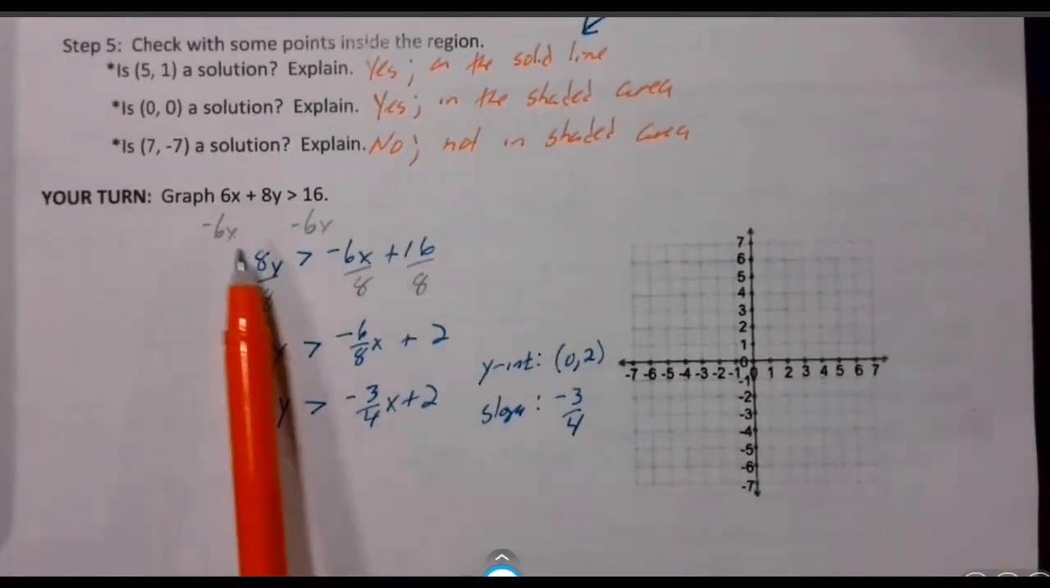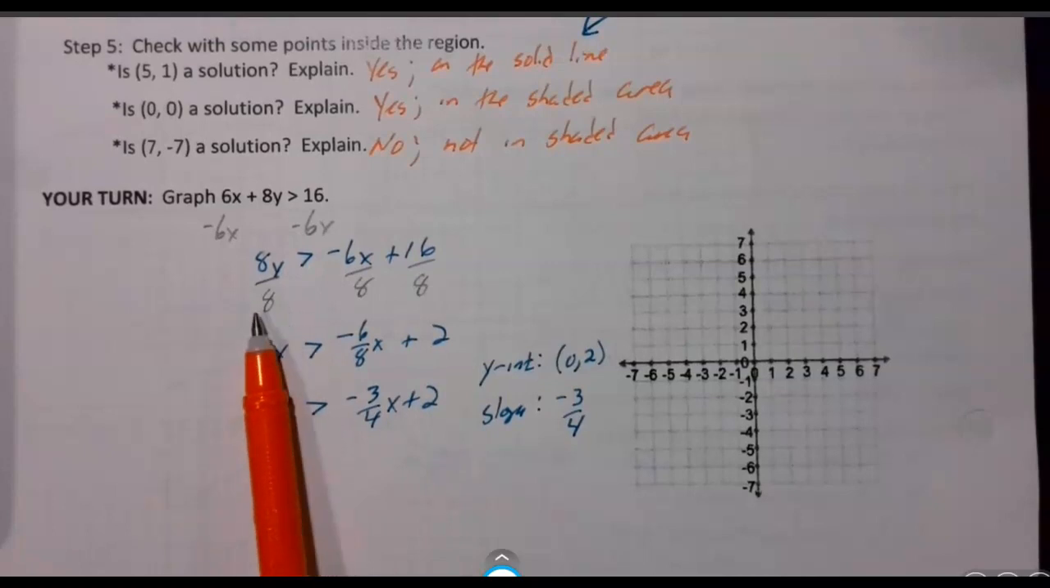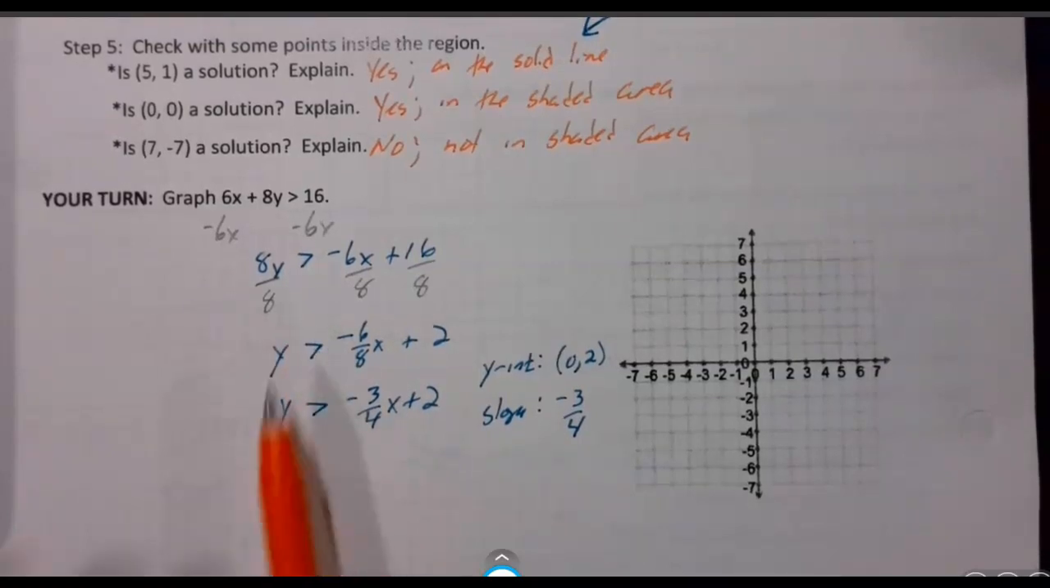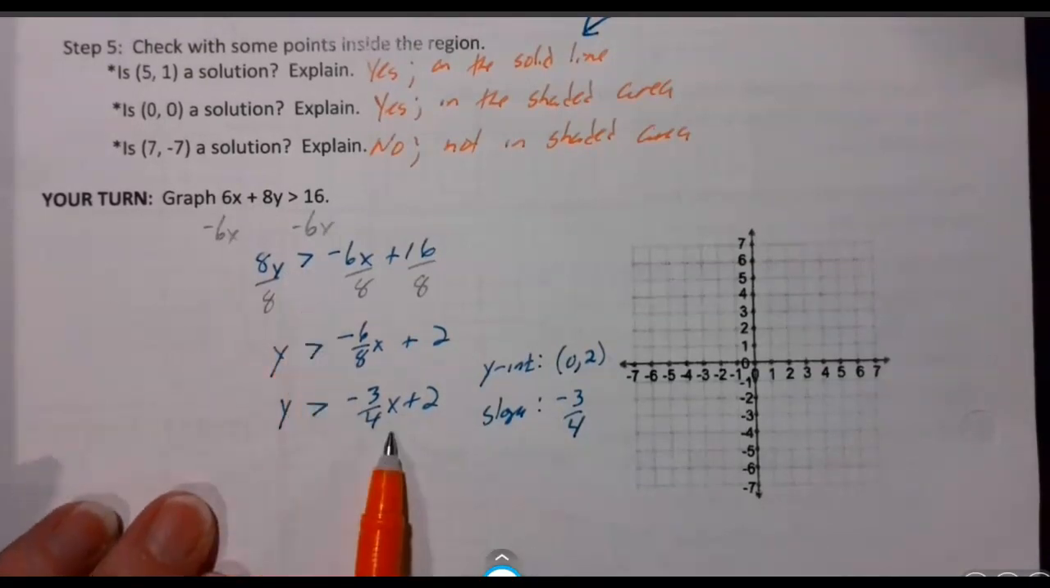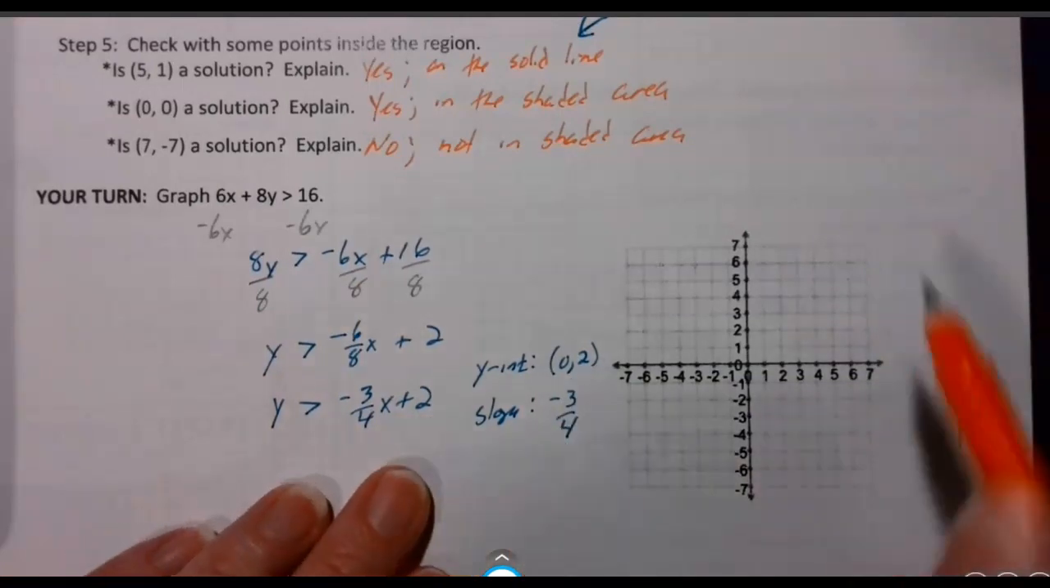Go. So on this one, you had to get it in slope-intercept form first. So you subtracted 6x, and then you divide it by 8. Notice, when you divide by a positive, your inequality signs do not switch. Only when you divide by a negative. So this one, it's just going to keep going straight forward. It just acts like it's an equal sign. So our y-intercept comes out to be 2, and our slope is negative 3/4.